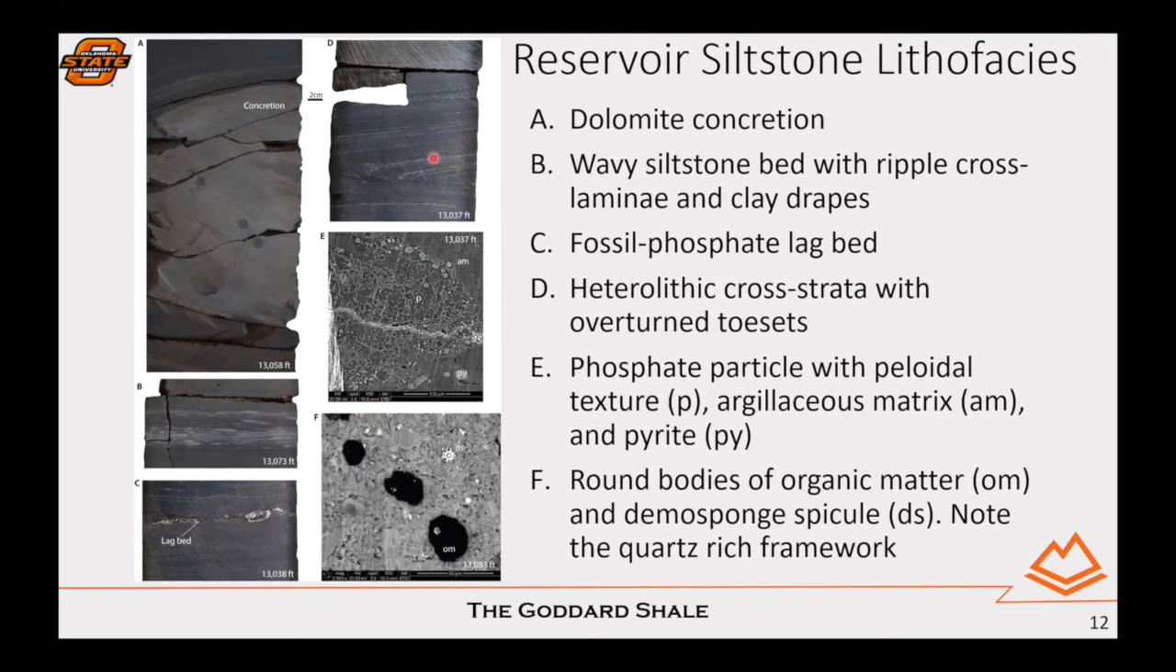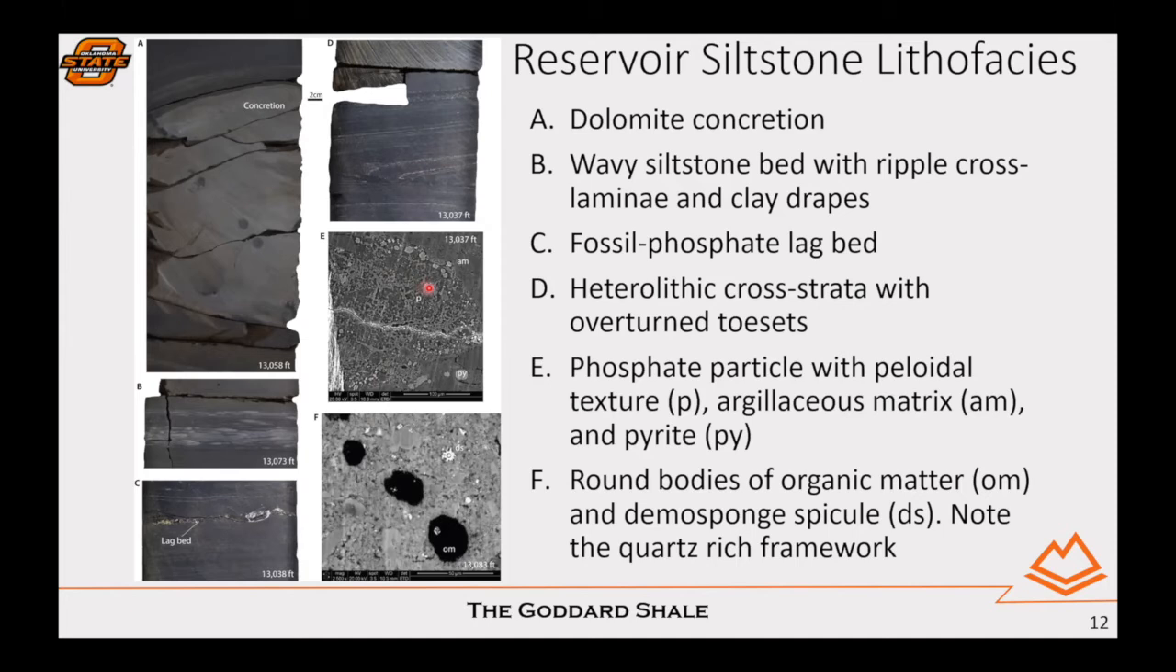Figure D is a core photo that is showing heterolithic cross strata with overturned toe sets. And I thought this was real interesting, if you think about the amount of energy that it actually takes to overturn cross-bedded mud, but I'll discuss that a little bit later on.